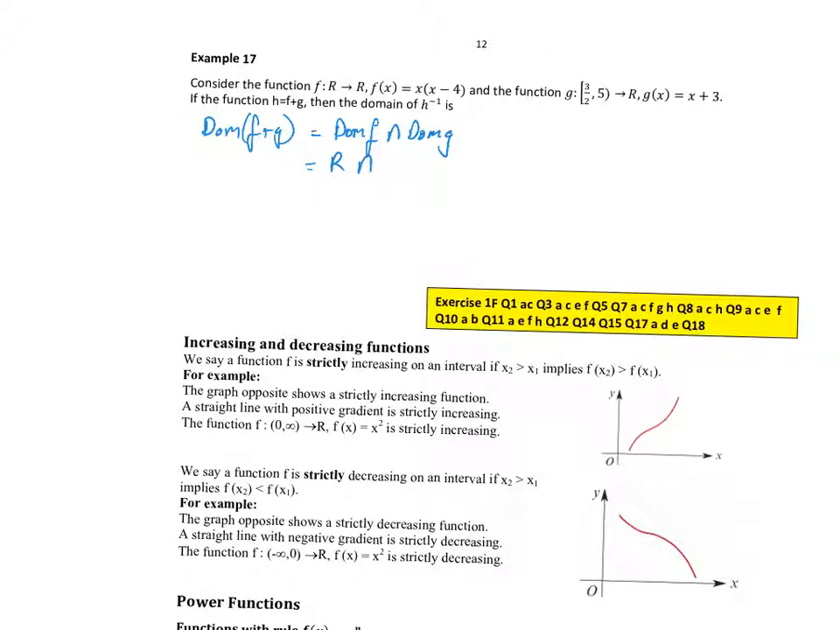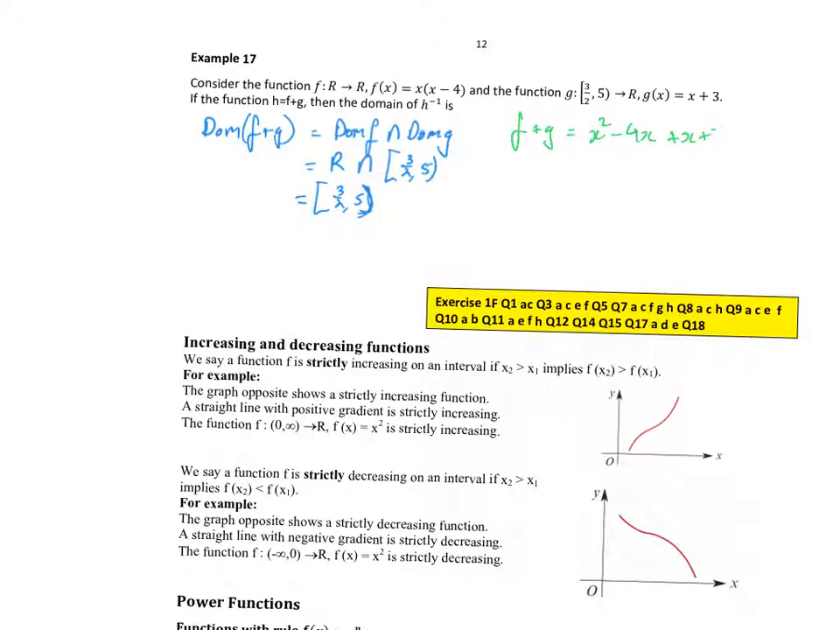So if we look at the domain of f, it's just the real numbers. And if we look at the domain of g, it's from 3 on 2 to 5, inclusive of the 3 on 2. So the intersection of those two sets is just 3 on 2 to 5, round bracket. So let's work out the rule. So now we need to work out the range of this function f plus g.